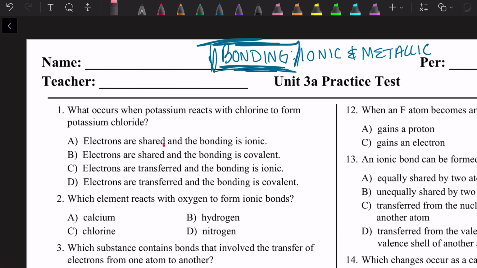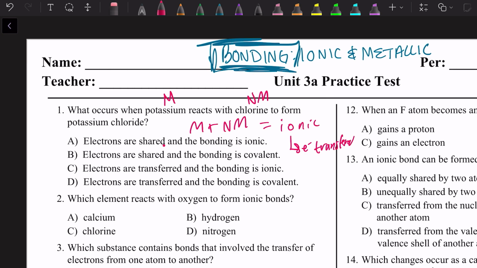Number one, what occurs when potassium reacts with chlorine to form potassium chloride? Now, when we're talking about types of bonds, it matters what the elements are, how they're classified. So potassium is a metal, chlorine is a nonmetal. Whenever you have a metal and a nonmetal, that is an ionic bond. Now in ionic bonds, electrons are transferred from the metal to the nonmetal. That's the definition of an ionic bond.